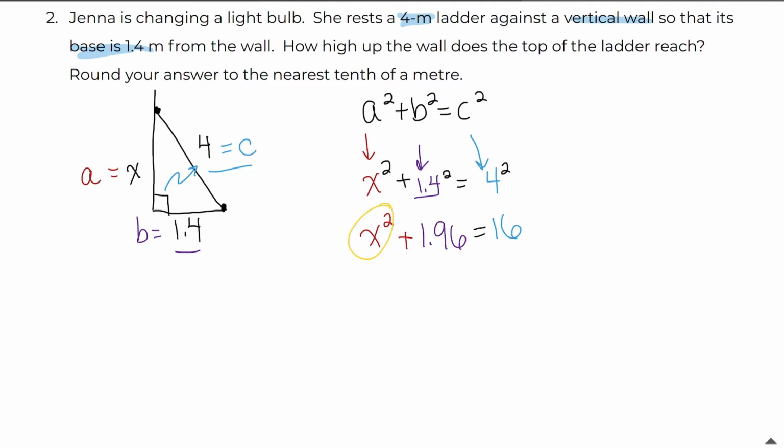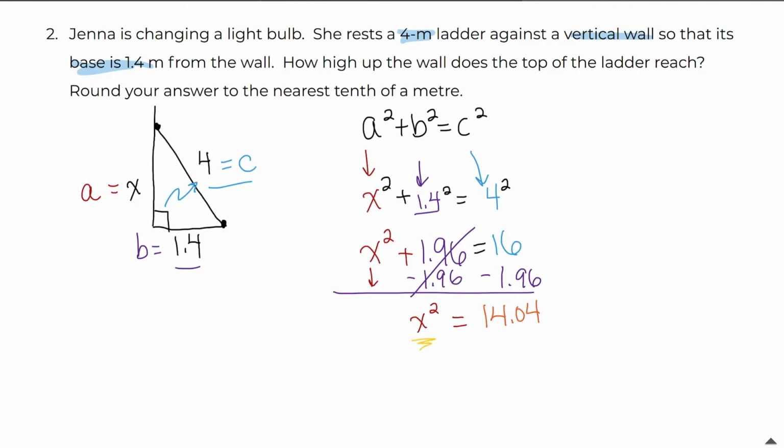So my goal is to get this x squared alone, but there's this 1.96 on this side that I just don't want. So I'm going to get rid of it by subtracting it. So I'm going to subtract 1.96, that's going to cancel it out. But whatever I do to one side, I have to do to the other side. And when I subtract 16 minus 1.96, I end up getting 14.04, and then I just bring down this x squared right here, so I get x squared equals 14.04.